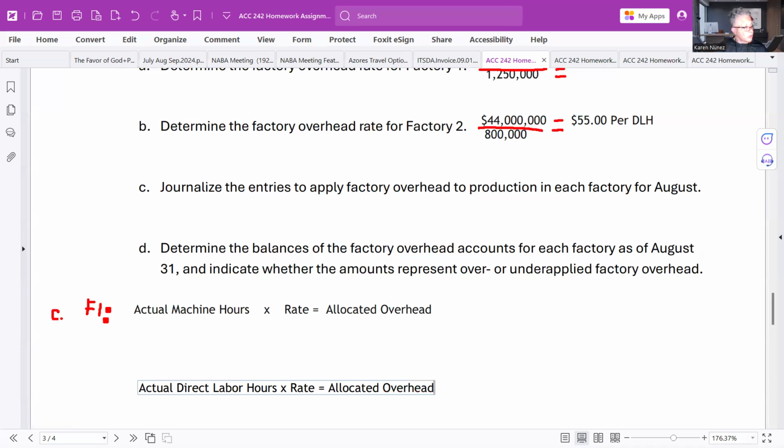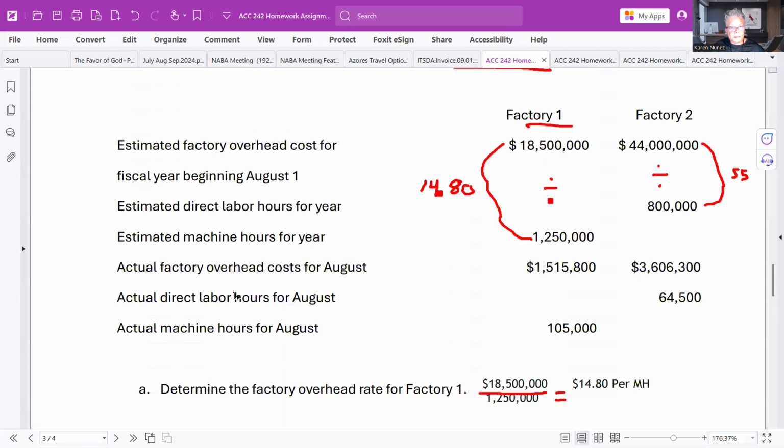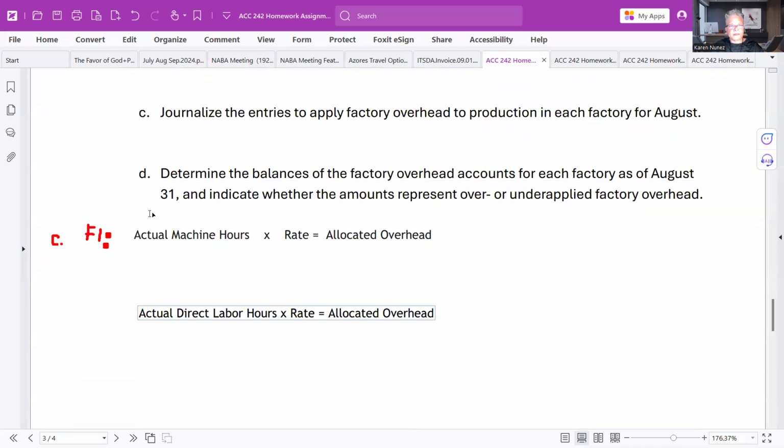So let's do factory one. We're going to need the actual machine hours, and let me go up here and highlight those. Actual machine hours, 105,000. We want to multiply 105,000 machine hours times 1480. Over factory two, it's going to be 64,500 direct labor hours times $55. So let's do factory one first. So this is F2.